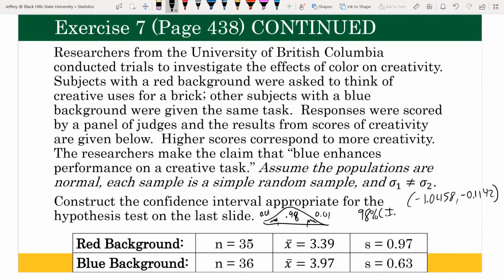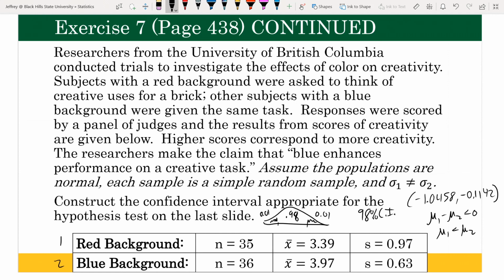Because both these numbers are less than 0, we can say that mu1 minus mu2 is also less than 0, which means that mu1 is less than mu2. Or reading it backwards, mu2 is greater than mu1. Recall from the last slide that 1 represents the red background people, and 2 represents those that had a blue background. So this confirms that having a blue background somehow enhances our creativity.